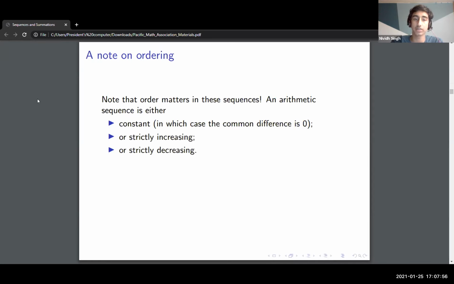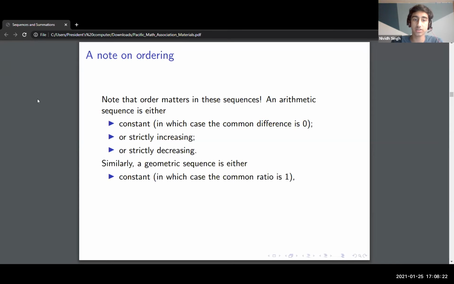And the third type we have is a strictly decreasing type of sequence. And this means that all the terms are less than their previous terms, where each term gets smaller and smaller and smaller. So an example of this is 7, 6, 5, 4, 3, 2, 1. And this is strictly decreasing because the common difference is -1, and we get smaller between each term.